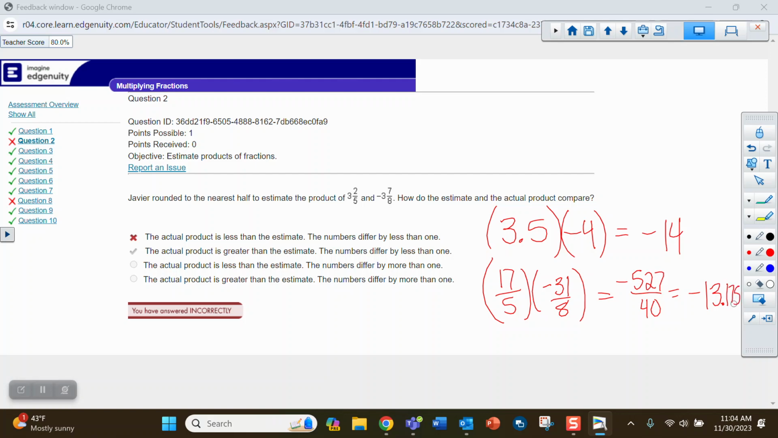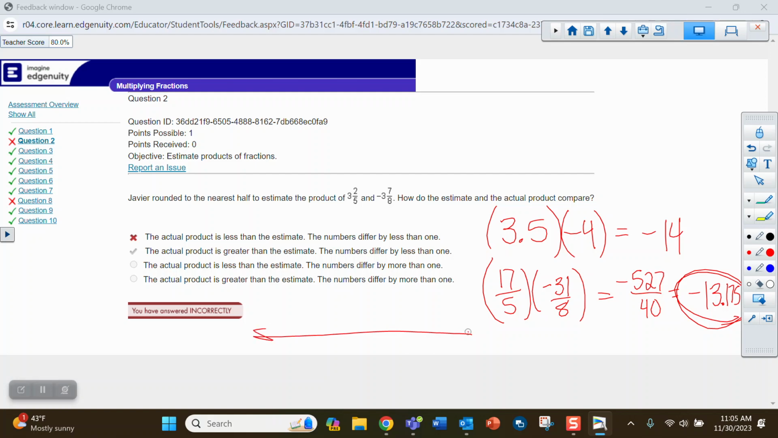So let's just compare first. The actual product is greater than the estimate. But the reason why we have to think about that is because we are working with negative numbers. So this answer, the actual, is greater than -14 because we're in the negatives, right?